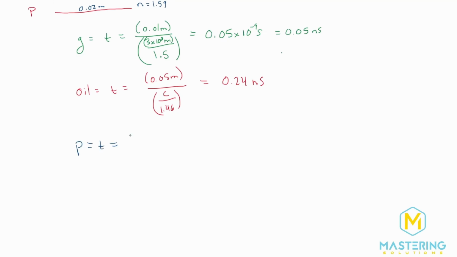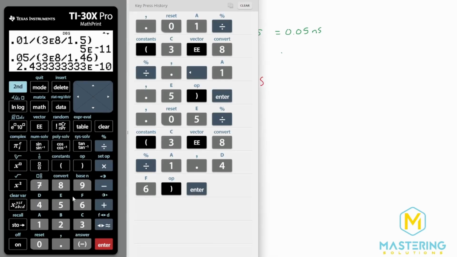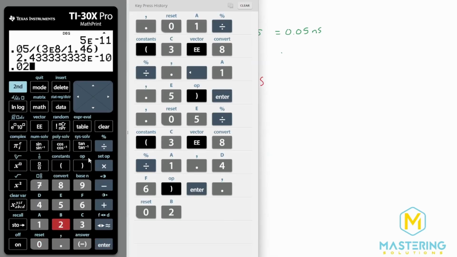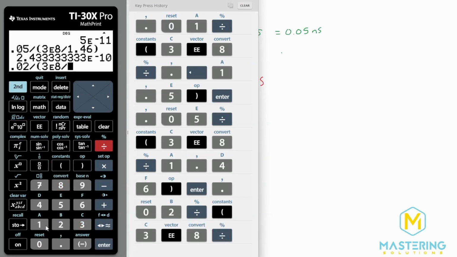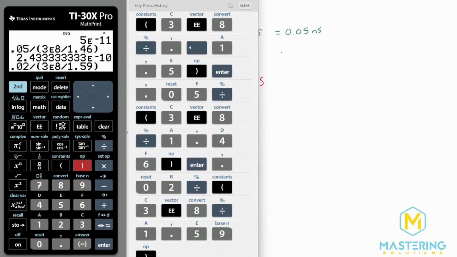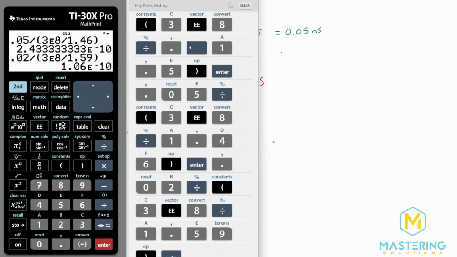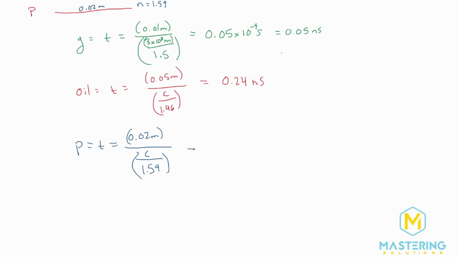And then lastly, we have the plastic, of course. So T is equal to 0.02 meters divided by c over that index of refraction they said was 1.59. And then one more time, we have 0.02 divided by 3 times 10 to the 8th divided by 1.59. Okay, and that gives us 1.06 times 10 to the negative 10. So let's do the same thing. We have 0.106 nanoseconds.